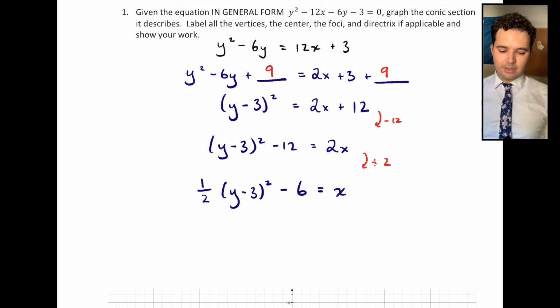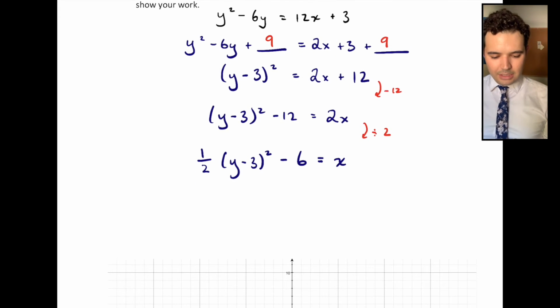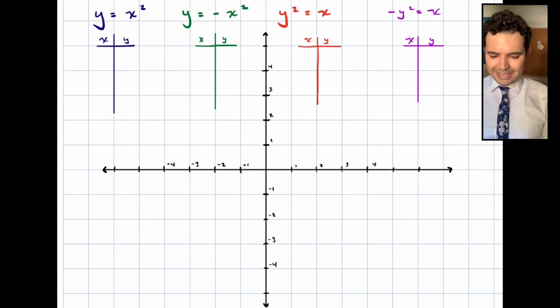Now, if the x and the y were switched, it would look like standard vertex form for a parabola. But we have the x and the y switched, and that can be kind of confusing if you've never seen it before. So let's think a little bit more deeply about what this looks like. And to do that, I want to compare these 4 functions. y equals x squared, y equals negative x squared, y squared is equal to x, and negative y squared is equal to x.